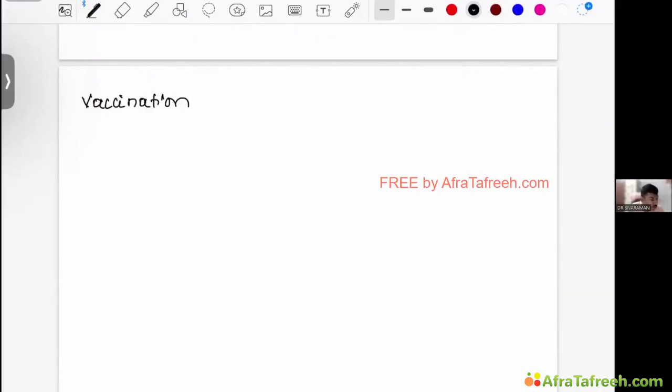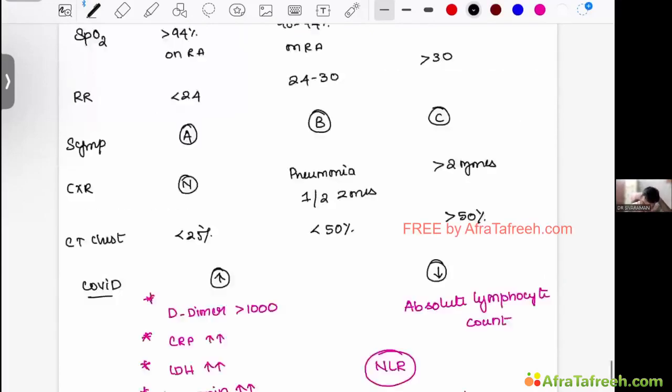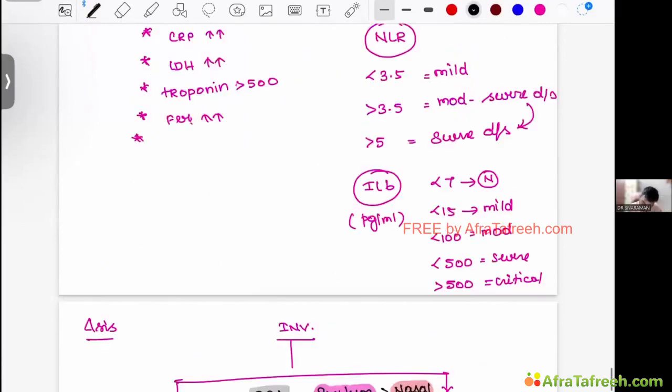Vaccination. Where I told you, first scenario.